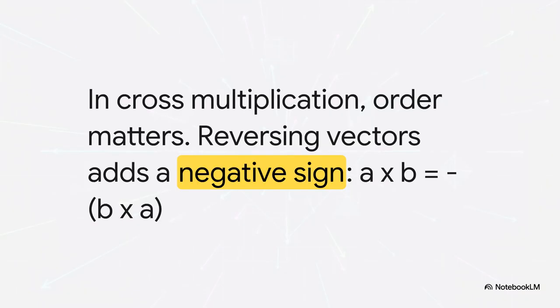But I've got a major warning for you here. Remember how we said vector addition doesn't care about order? Well, in cross multiplication, order is incredibly critical. The commutative rule completely fails here. A cross B is absolutely not the same as B cross A. If you reverse the order, like if you sweep from B into A, your thumb is going to point in the exact opposite direction. Reversing the vectors literally flips the entire outcome upside down, introducing a negative sign.